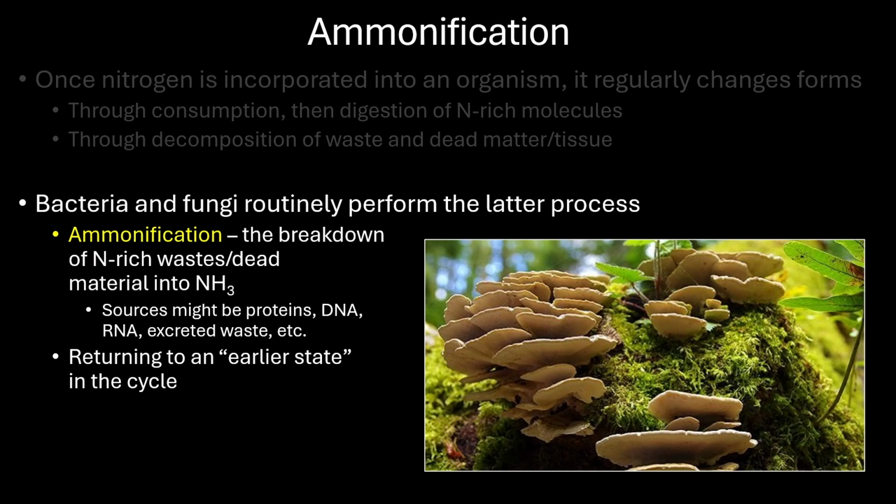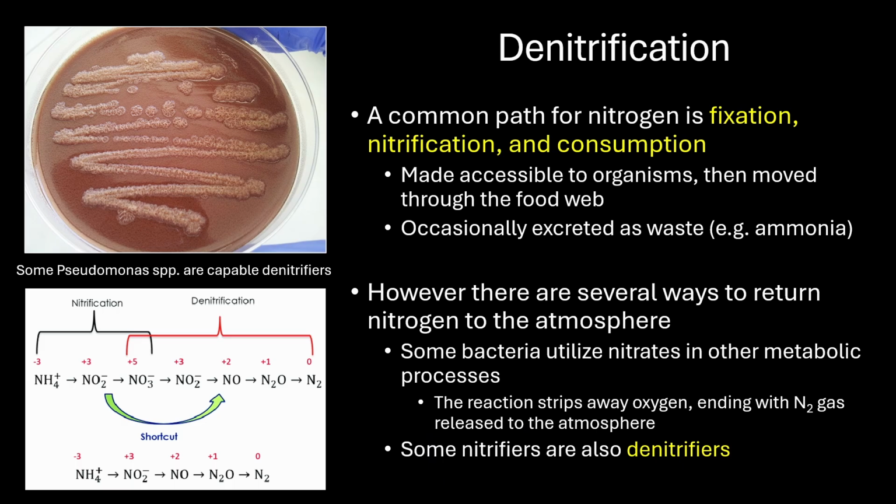There's a lot of reasons why organisms might do this. One of the big ones is that it can be a chemotrophic kind of process where it can fuel the reaction of something else. So a common path that we see in bacteria a lot for nitrogen is the fixation of nitrogen gas into ammonia, then the nitrification of ammonia into nitrates and nitrites, and then the consumption of that resource, turning it into something useful like a protein or things like that. Then it can be moved up the food web by being eaten by something else, or it could be excreted as waste, oftentimes broken down into ammonia.